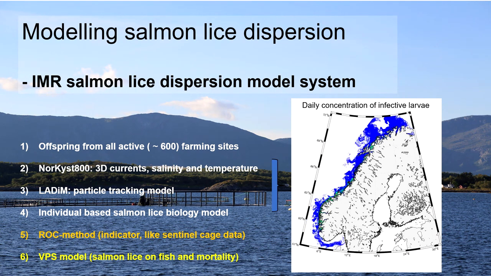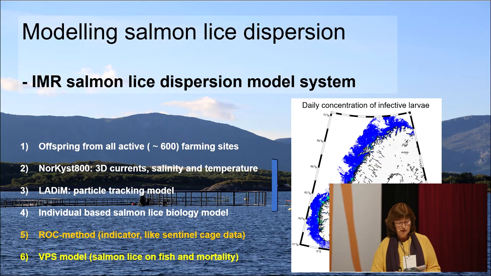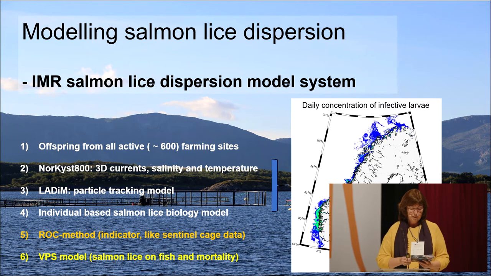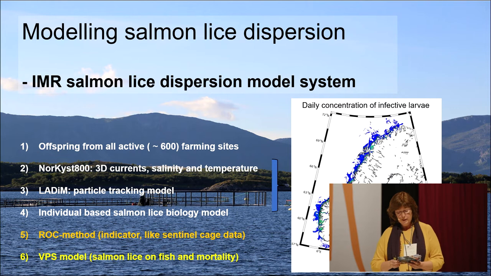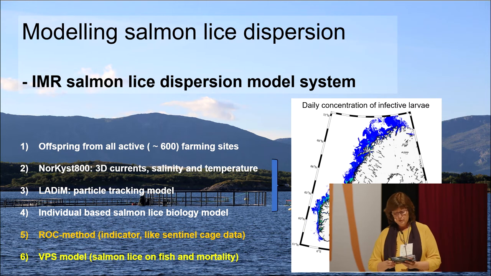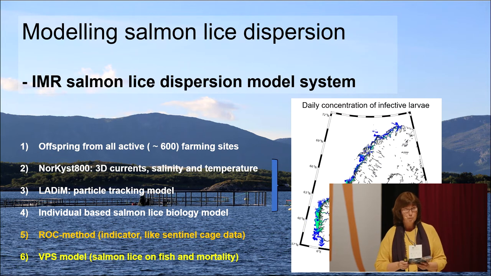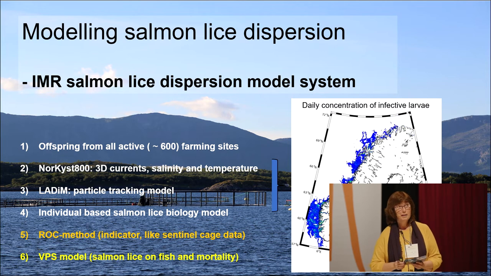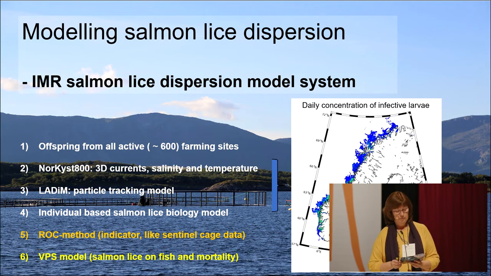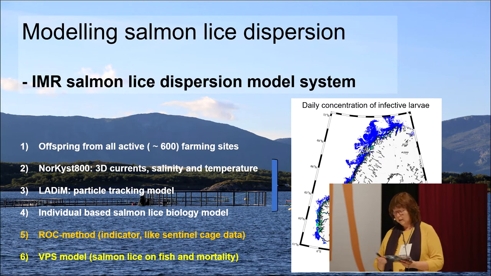So, our modeling system, where we estimate the concentration of the infective salmon lice larvae along the Norwegian coast, is like a building kit, where we have put together the different parts, giving us a handy tool to answer different questions regarding salmon lice. Then we have the release of offspring, which is estimated from the number of lice per fish and the number of fish in the farms along the coast. And then we have the three-dimensional information about the horizontal water currents, temperature and salinity from the hydrodynamic model. And coupled on that is a particle tracking model and a salmon louse biology model. And the results are daily concentrations of infective larvae along the Norwegian coast, as seen in the right panel.